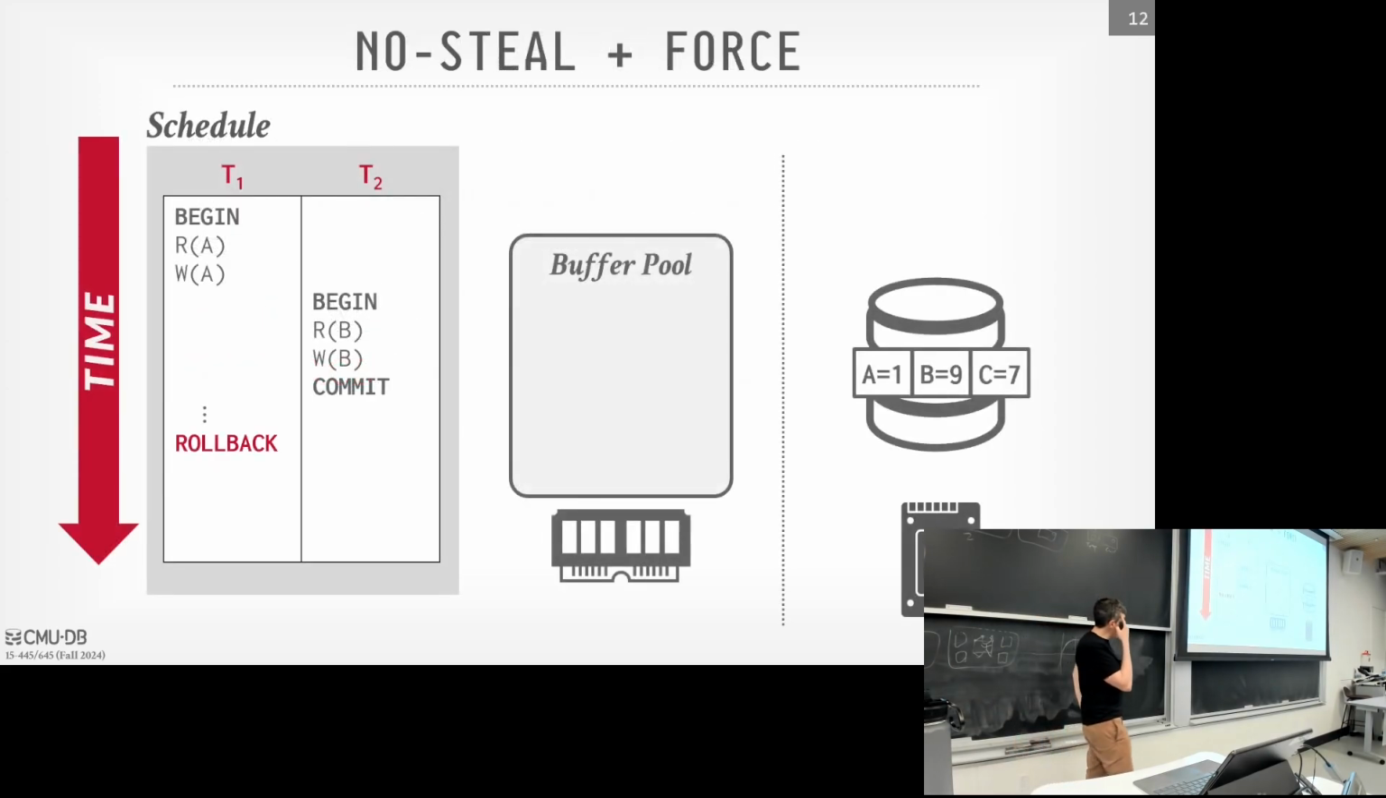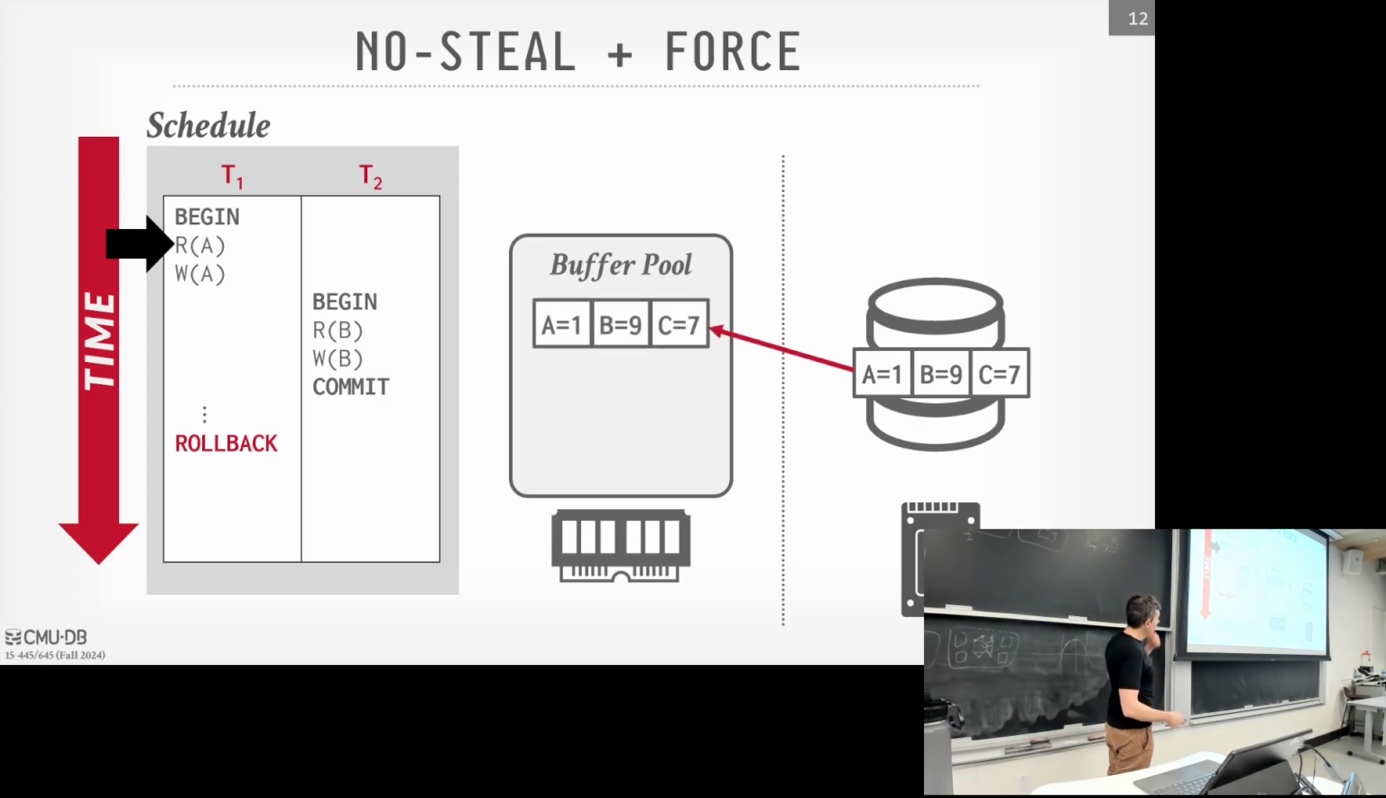So let's go back to the example we had before, but now we're going to do no steal, force. So no steal says, again, that no dirty pages can be evicted from the buffer pool before a transaction commits. And force says when a transaction commits, that's when we flush everything out. So again, we do the read on A, fetch that into the buffer pool, that's fine. We do the write on A, it updates the page, sets it to A3, that's fine.